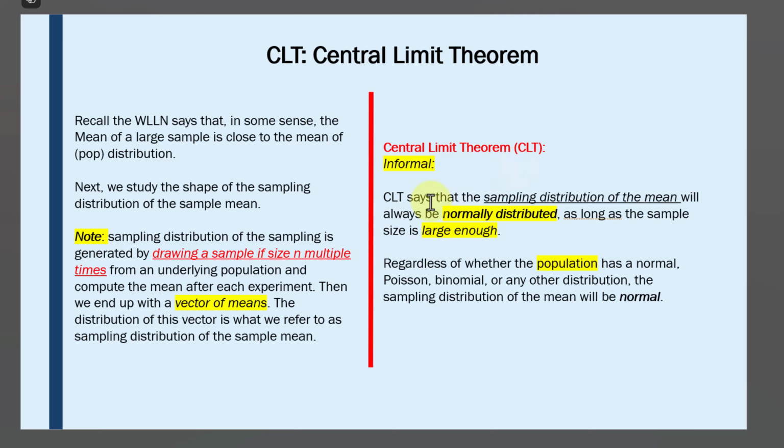It says, informally, that the sampling distribution of the mean will always be normal as long as the sample size is large enough. And this is regardless of the underlying population distribution, whether it's normal, non-normal, exponential, Poisson, whatever. If the sample size is large enough, the sampling distribution of the mean is normal.